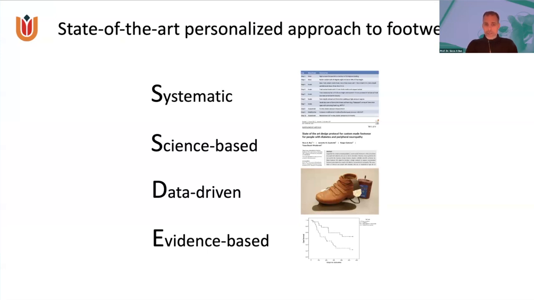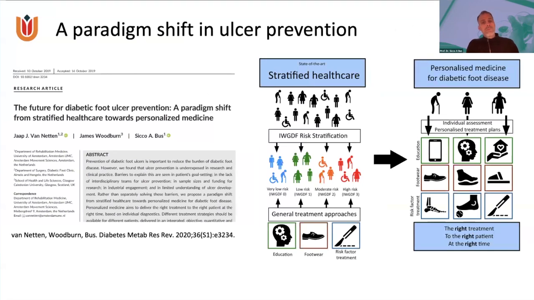And it's evidence-based, as I showed from the trials that have been done, that having a shoe that is improved in terms of its pressure-relieving properties and worn as recommended, you can find a substantial reduction in the risk of ulcer recurrence. So with that, we're moving over time from how prevention is organized in stratified healthcare, where you have these different risk strata of low risk, moderate risk and high risk, with some general treatment approaches even though there's customization going on, to a much more personalized, data-driven approach where we measure a lot more in these patients.